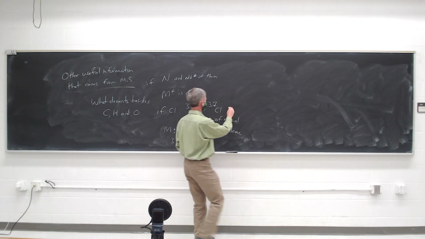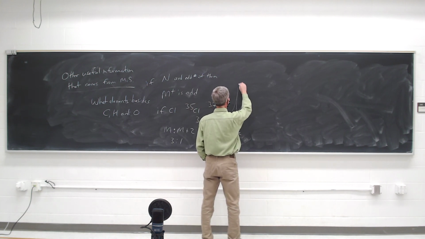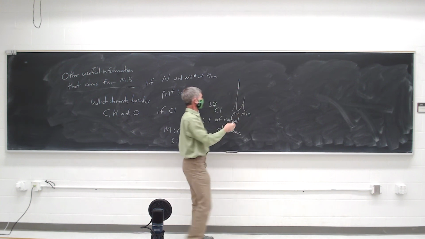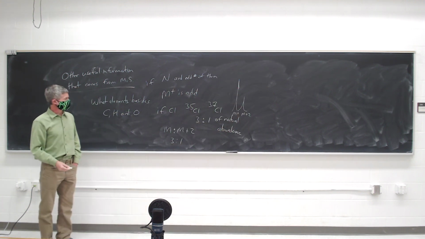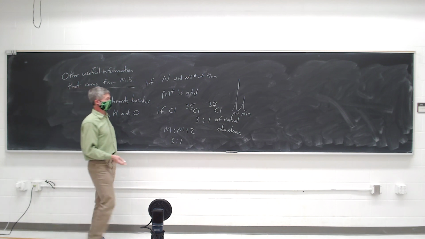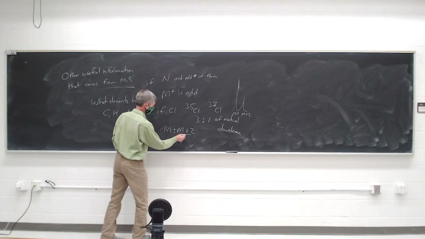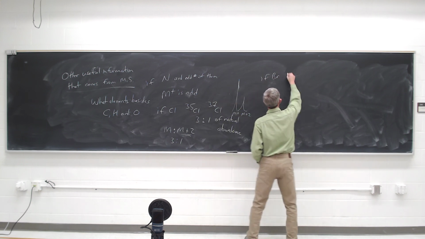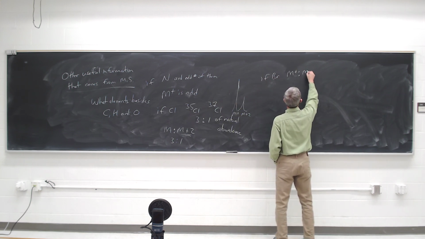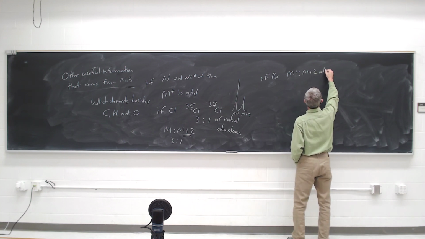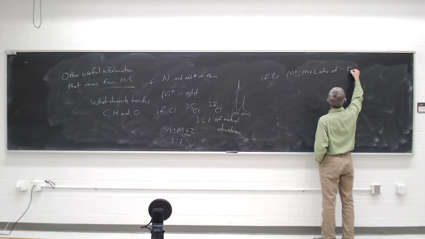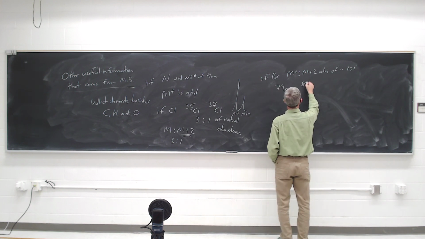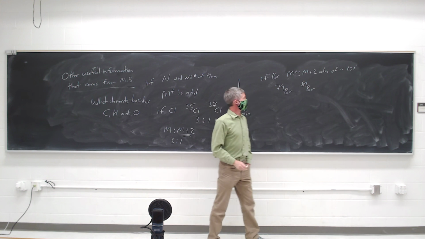So you'll see a pattern that looks like this, where the intensity of the M plus 2 peak is about a third the intensity of the M peak. That's very distinctive for chlorine. You're looking at the M plus 2 peak. For bromine, you see an M to M plus 2 ratio of approximately 1-to-1, because of the 2 abundant isotopes of bromine, 79 bromine and 81 bromine.